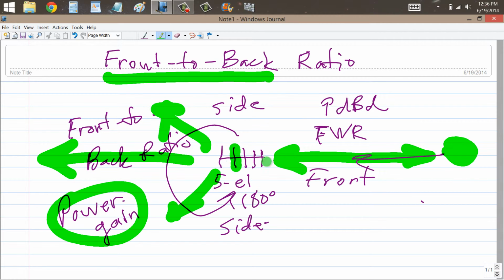With this antenna pointed towards the right, then the front is towards the right. This is the front of the antenna, and the back goes towards the left. So the signal would be, if it was 20 decibels of front-to-back ratio, then in terms of power, the effective radiated power would be 100 times as great in this direction as in that direction.